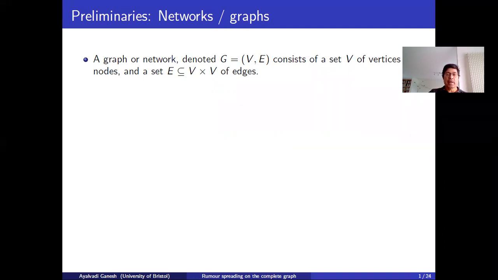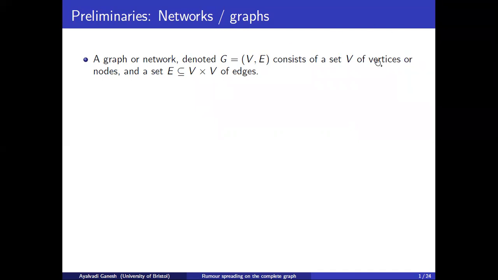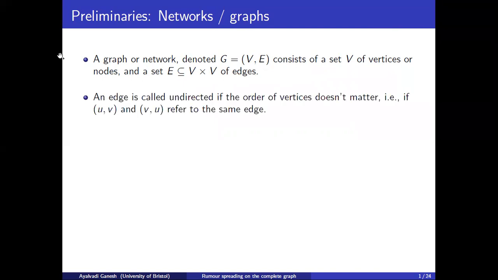So a graph or network, denoted G, consists of a vertex set V and an edge set E. So V is a set of elements called vertices. An edge is a pair of vertices, so it's a subset of the Cartesian product of the vertex set with itself. And the order here might or might not matter.